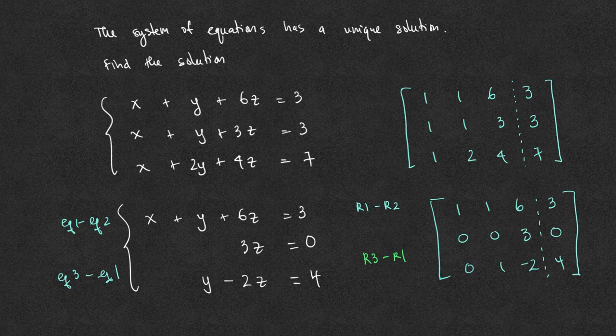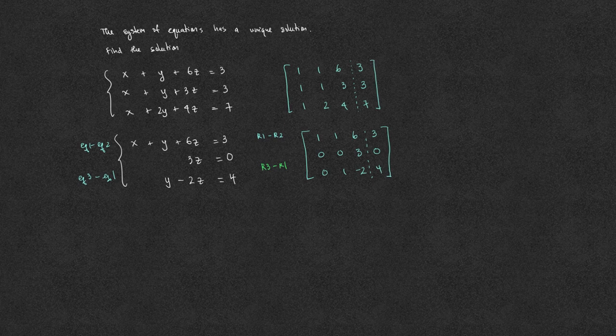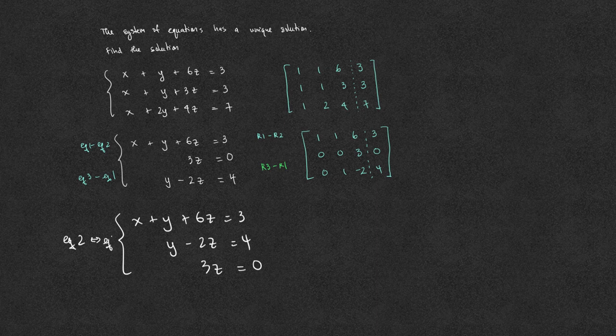The goal is to transform this into a triangular matrix or a triangular system of equations. So we would interchange the second row with the third row, which is an operation that we're allowed to do. This is x plus y plus 6z equals 3, y minus 2z equals 4, and 3z equals 0, where we took equation 2 and interchanged it with equation 3.